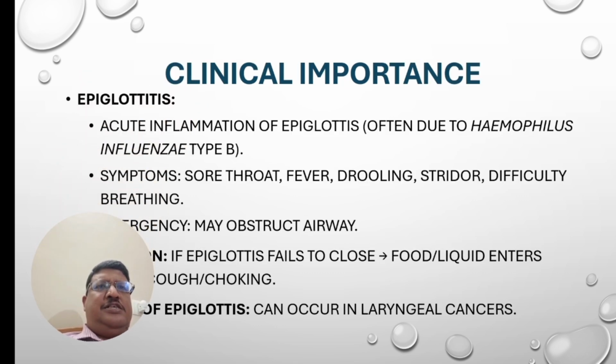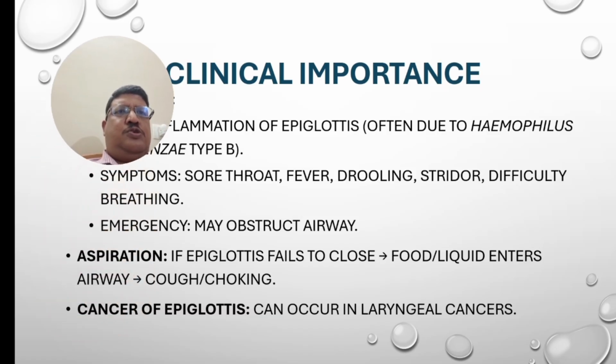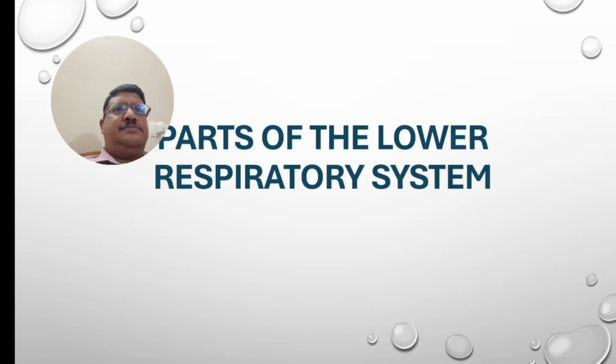So, clinical importance: epiglottitis, acute inflammation of the epiglottis, often due to Haemophilus influenzae type B. Symptoms: sore throat, fever, drooling, stridor, difficulty breathing. Emergency: it may obstruct the airway. Aspiration: if the epiglottis fails to close, food and liquid enter the airway, causing coughing and choking. Cancer of the epiglottis can occur in laryngeal cancer. Now coming to the parts of the lower respiratory system.